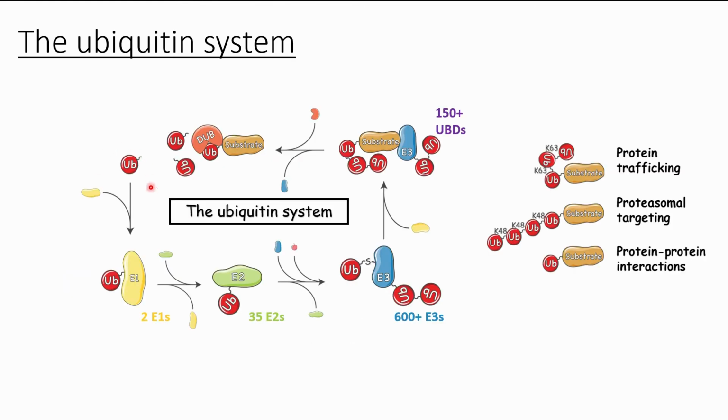So what is ubiquitin and what is the ubiquitin system? Ubiquitin is a post-translational modifier that, upon being attached to substrates, can result in multiple distinct cellular signaling outcomes. In order for ubiquitin to be put onto a substrate, it must first pass through the ubiquitin conjugation machinery, which consists of E1s, E2s, and E3s.